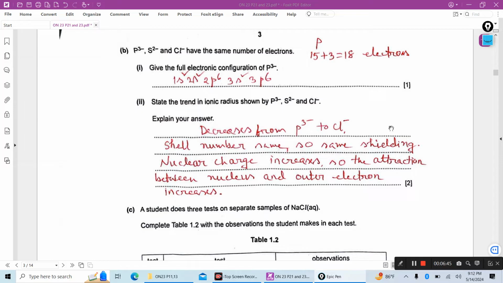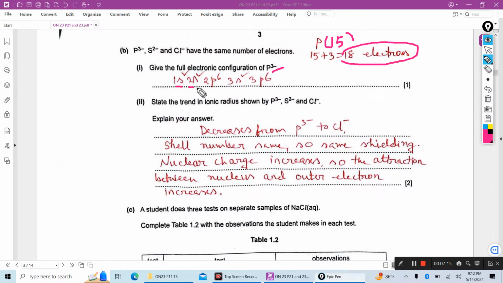Then phosphide ion, sulfide ion, chloride ion have the same number of electrons. Now you are asked to give the full electronic configuration of the phosphide ion. And you know phosphorus atomic number is 15, meaning 15 electrons, but 3 minus means 3 electrons more. So the total number of electrons will be 18. Now 1s2, 2s2, 2p6, 3s2, 3p6, total 18 electrons: 2, 4, 10, 12, 18.